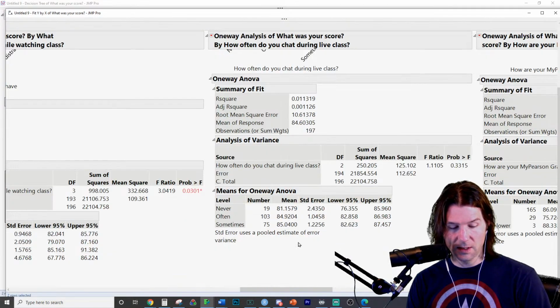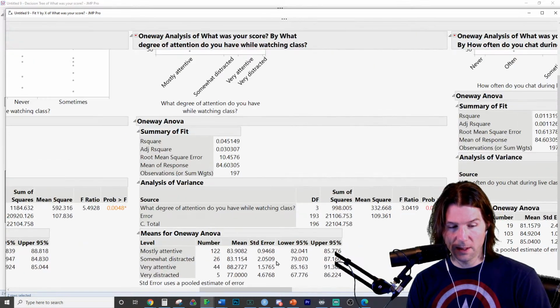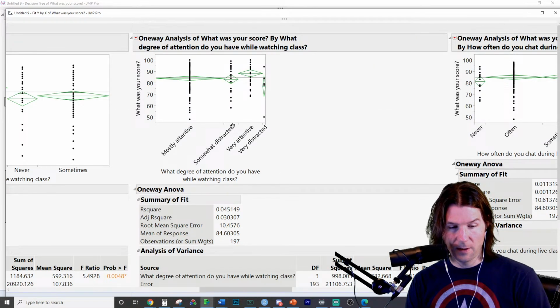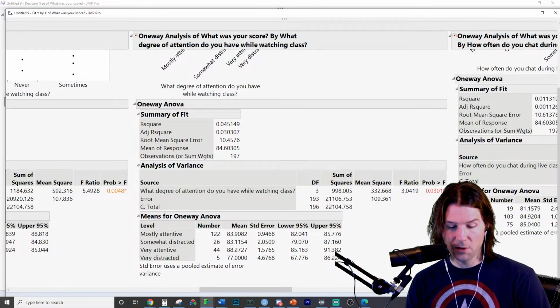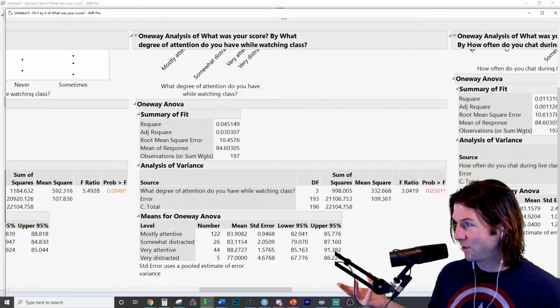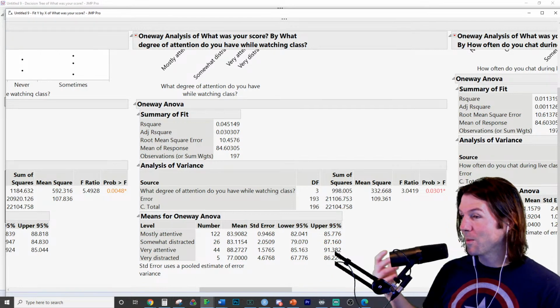Did we see anything else that's statistically significant? This one is, but just barely. This one is the question, nope. How attentive are you in class? And the highest group is very attentive. So we can look at the means of the groups down here. Very attentive had a mean between 85 and 91, where very distracted had a mean between 67 and 86. Smaller sample size, more variation, more uncertainty. I know writing helps you remember. That's the biggest thing.